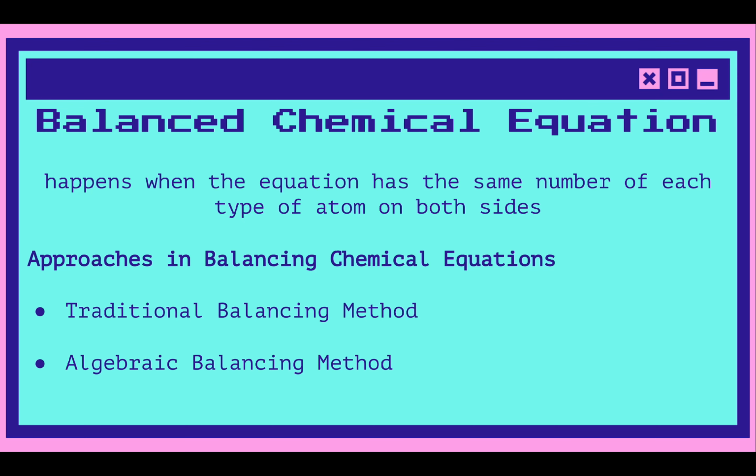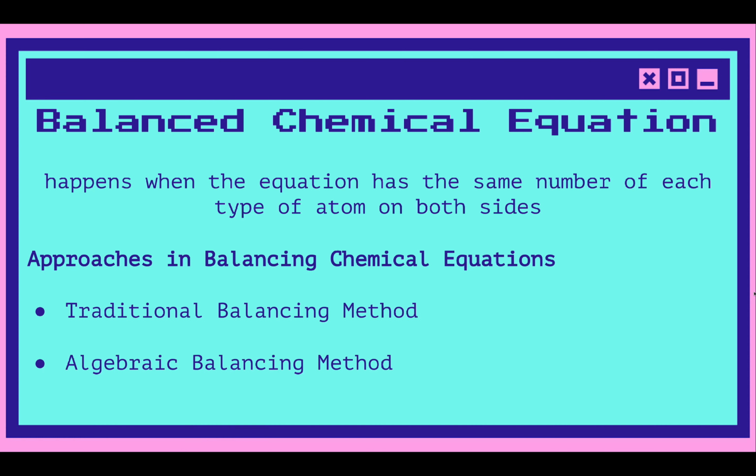A balanced chemical equation happens when the number of different atoms of elements on the reactant side is equal to the number of atoms on the product side. So the equation has the same number of each type of atom on both sides.